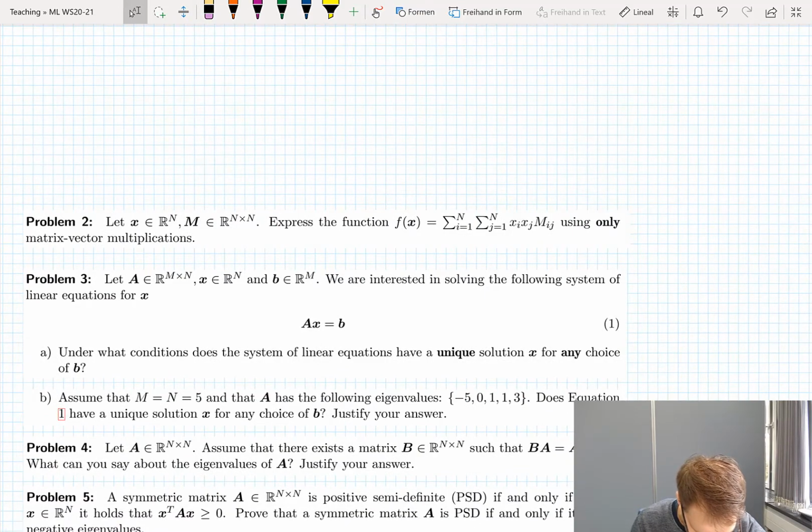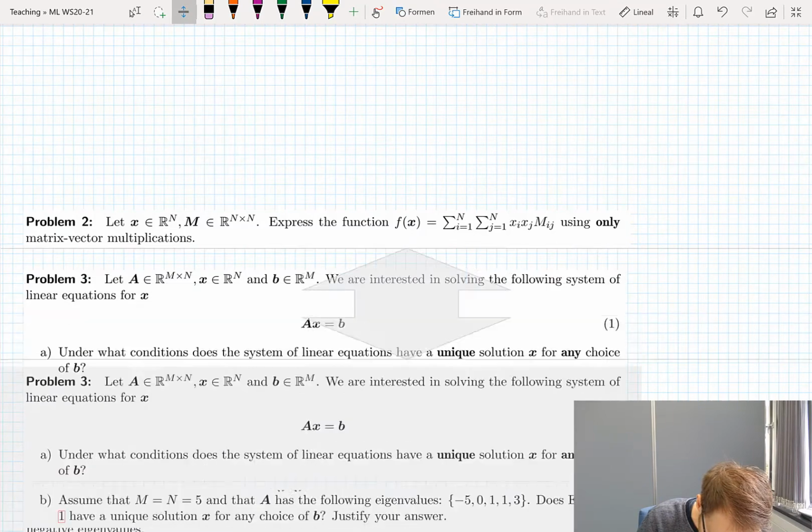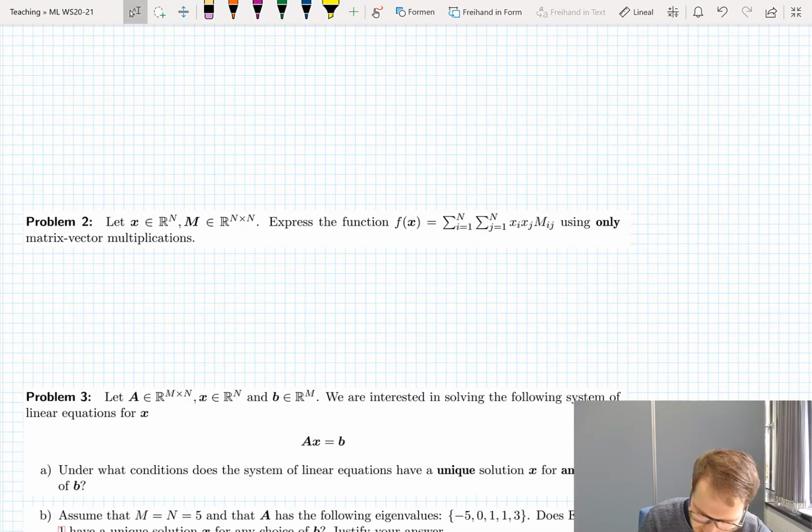Okay, next up, problem 2. So we have x is a vector, m is a square matrix, and we have this function which is given in some notation. We want to express it via matrix vector notations. This is to practice a little bit how to do matrix vector notation, because this is very useful and we will use it very often. And we've seen people in the past trip up on this rather simple part.